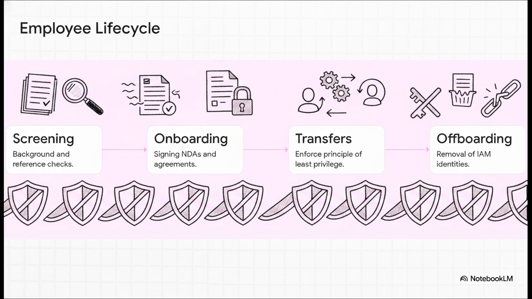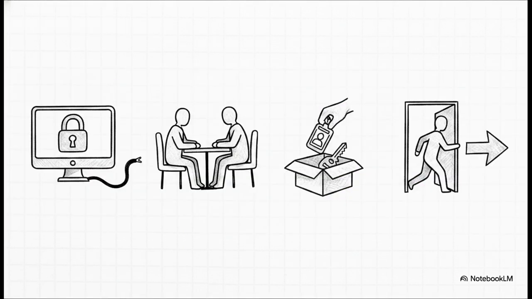But I really want you to pay special attention to Step 3, transfers. When an employee moves to a new department, you cannot just stack their new privileges on top of their old ones. We absolutely have to enforce the principle of least privilege here, granting only the minimum access necessary. In fact, in some cases, a transfer is treated exactly like a termination and a rehire, just to ensure a completely clean auditing slate. And eventually we reach offboarding.